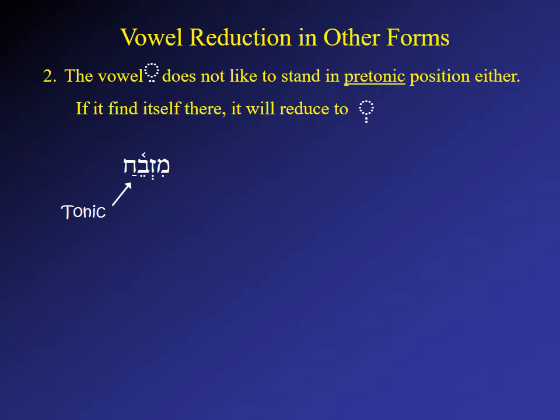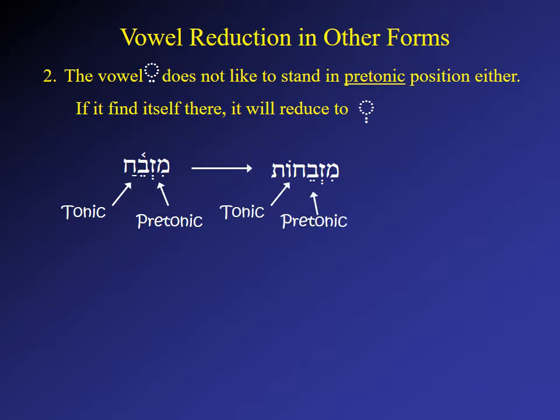But if we make the plural, mizbachot, ot is our feminine plural ending. So now our tonic syllable is hot, our pretonic syllable is the tsere, and our propretonic syllable is miz. So here we have a tsere in pretonic position. We know that tsere does not like to be propretonic, and it does not like to be pretonic. And so this tsere here is in an uncomfortable position, and it will reduce, so our word becomes mizbachot.